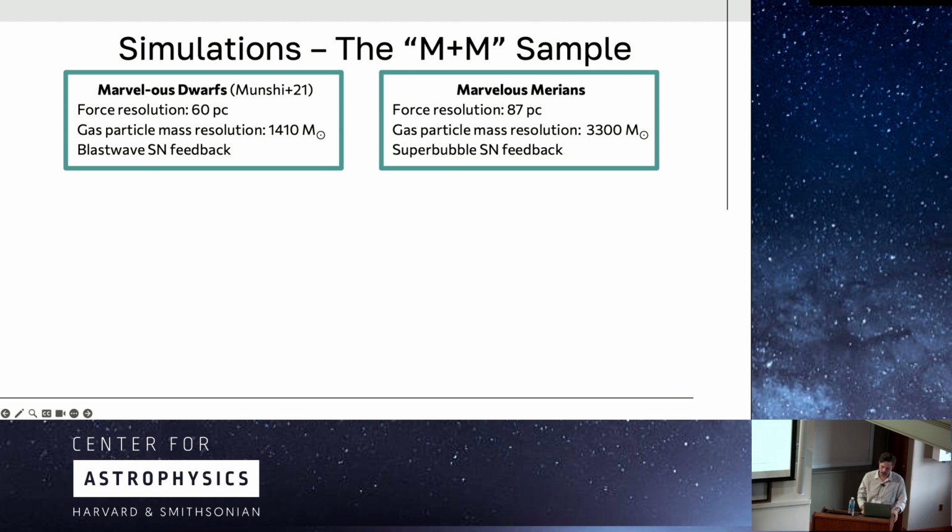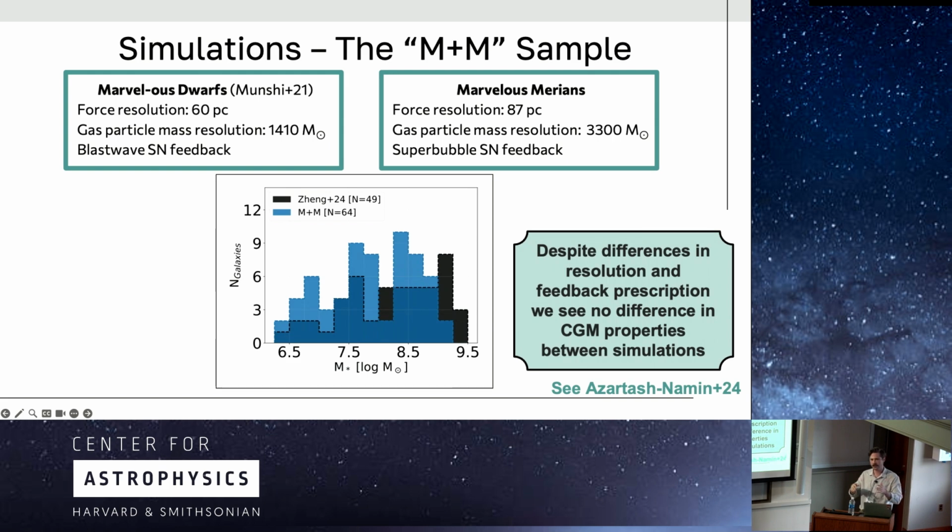gas. With these simulations, we select galaxies that are within the stellar mass range of the observed sample and isolated at z equals 0. Here's a stellar mass histogram comparing the observed sample to our sample, the M&M sample. That took me a while to figure out for a name.